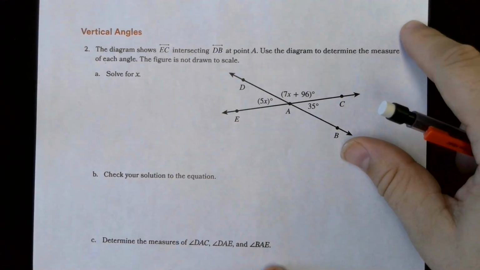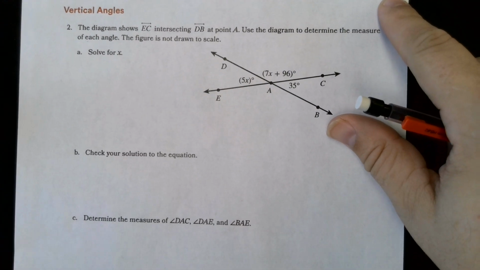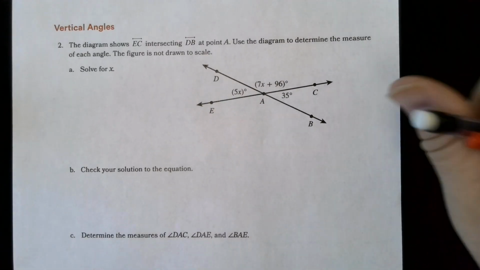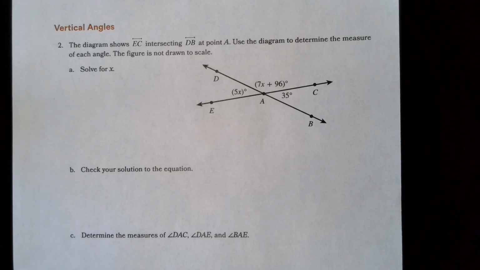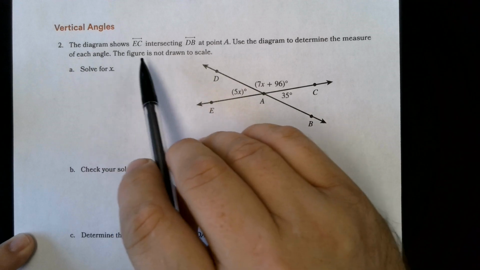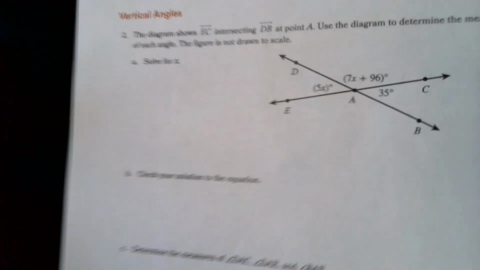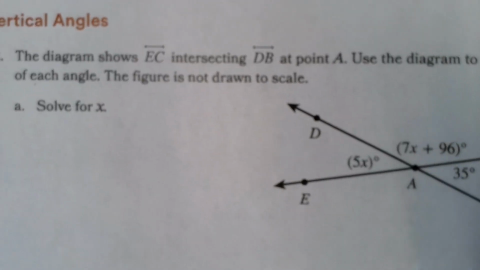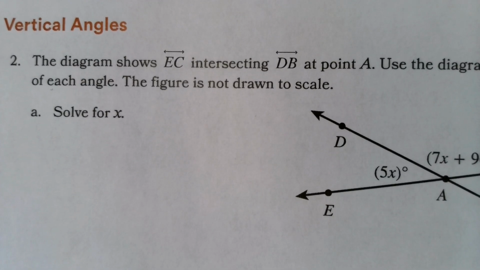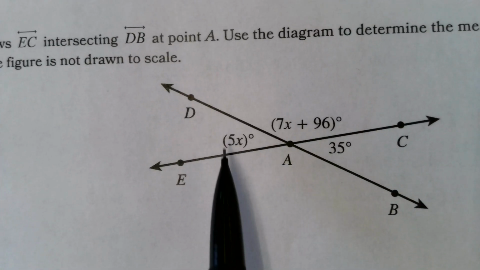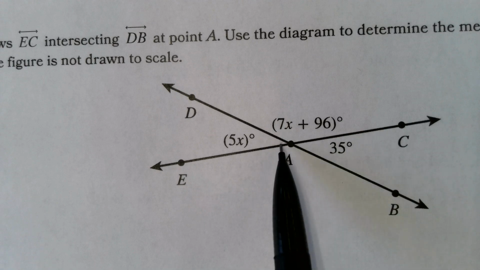We talked about those other angles, okay? Now let's talk about some new angles here. We have vertical angles. Okay? Vertical angles, the definition here, let me zoom in so we get a little closer. We have intersecting lines of EC and DB at this point.